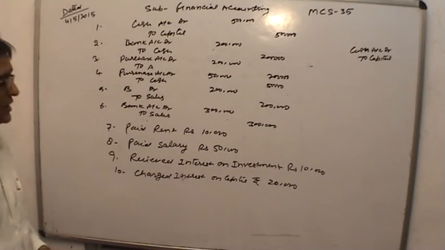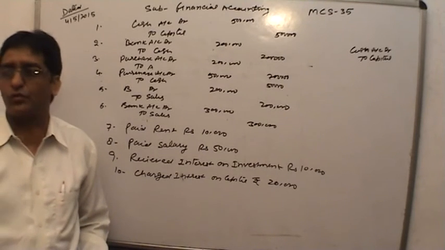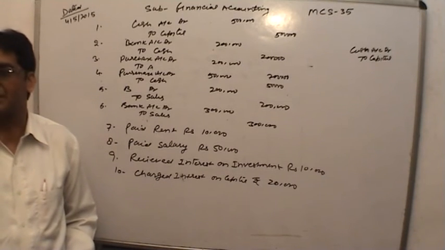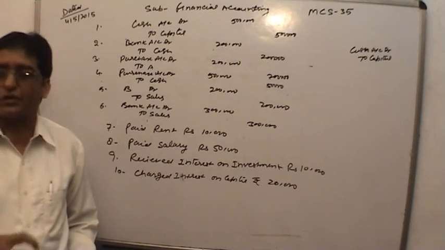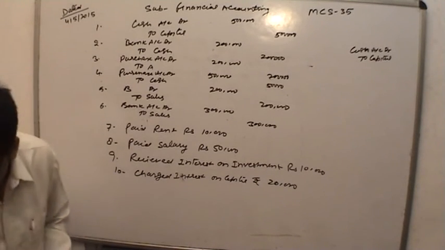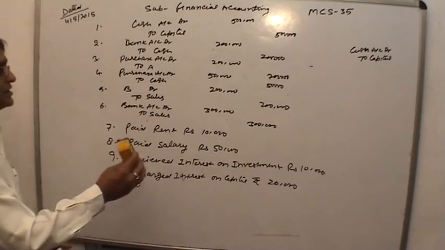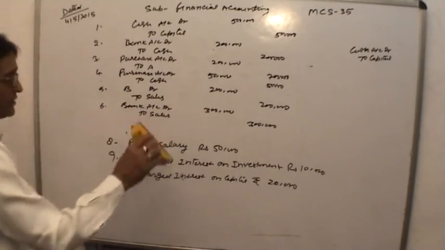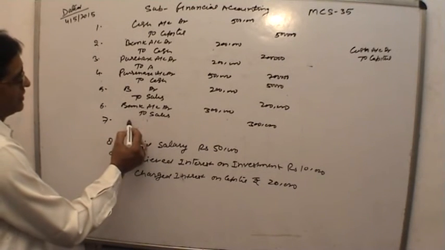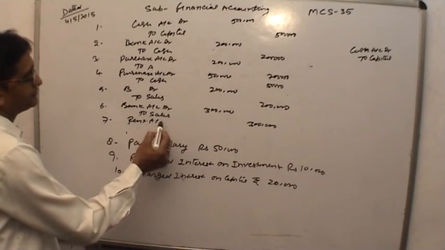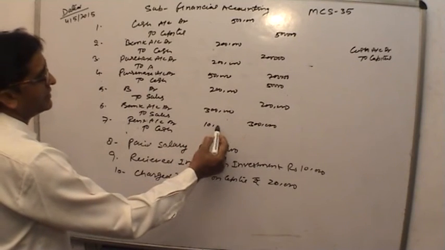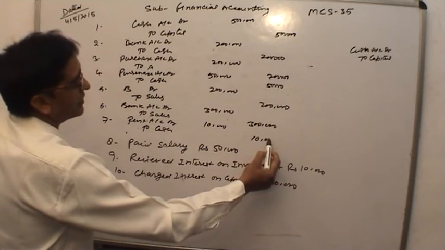Then paid rent, and rent is nominal account, and according to golden rule number 3, debit all expenses and losses and credit all incomes and gains. So rent is expenditure, therefore it will be debited by the amount of rupees 10,000. So the journal entry will be rent account debit to cash by rupees 10,000 and 10,000.